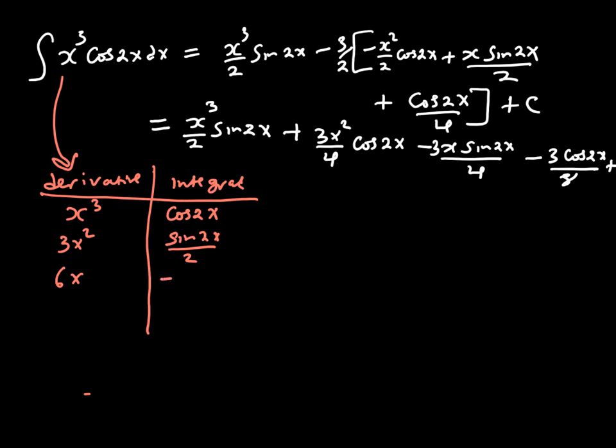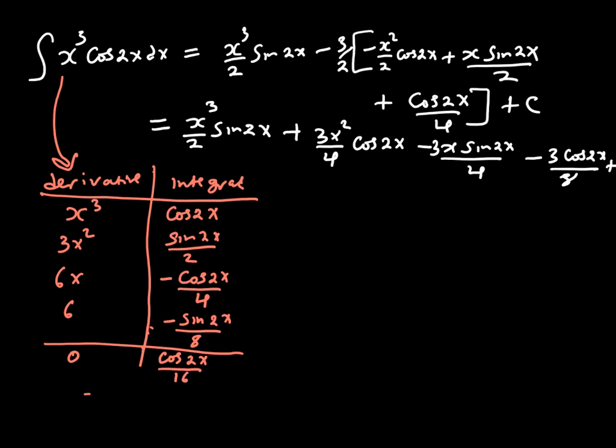Differentiate, we're going to get negative cosine of 2x over 4, okay. Differentiate, you come up with a 6, okay. Integrate, you're going to get negative sine of 2x over 8, okay. Differentiate, you differentiate till you get 0. Differentiate, you get 0. Integrate here, you end up with a cosine of 2x over 16. Okay, so what's the implication?